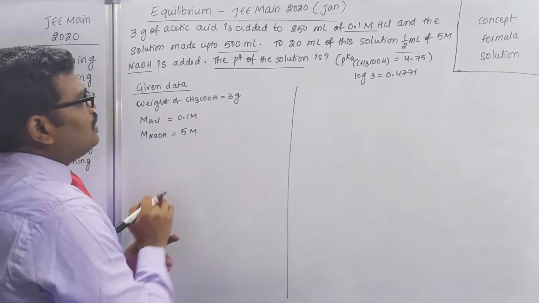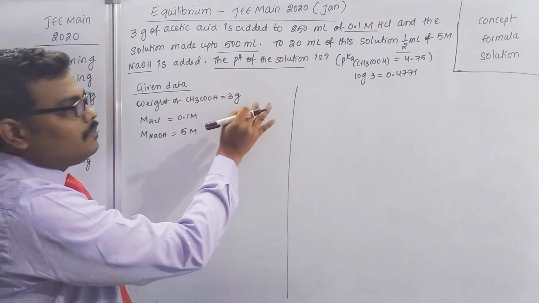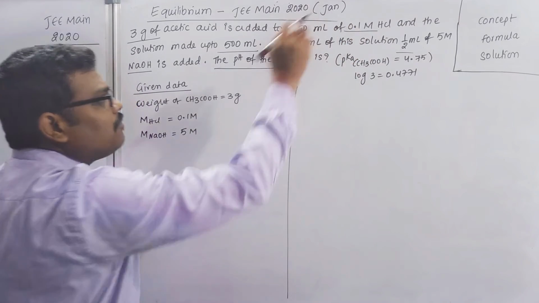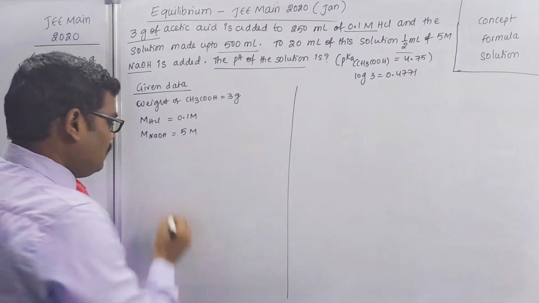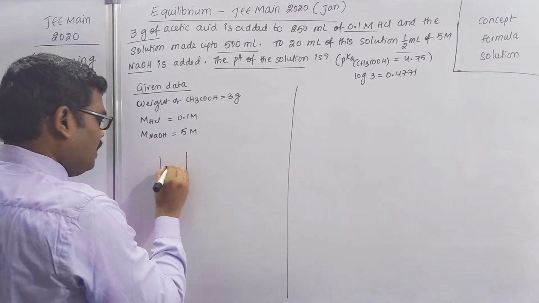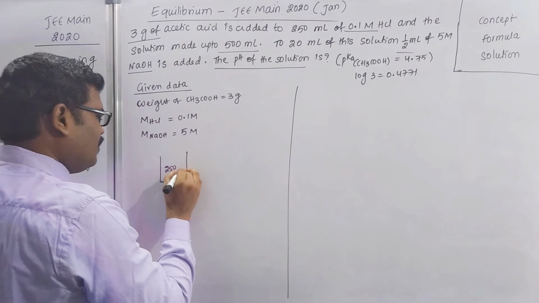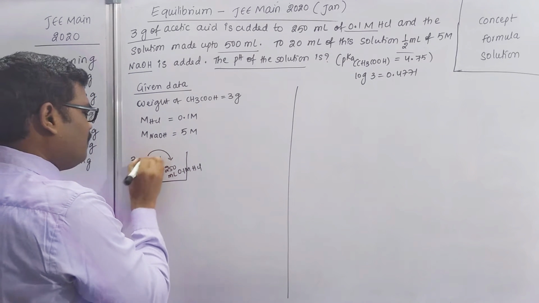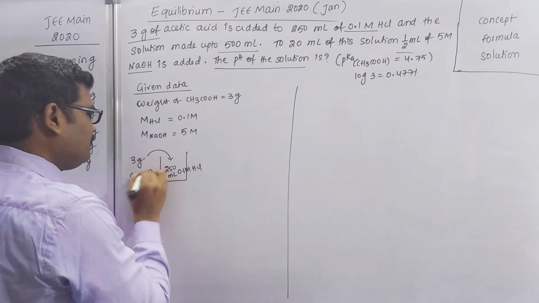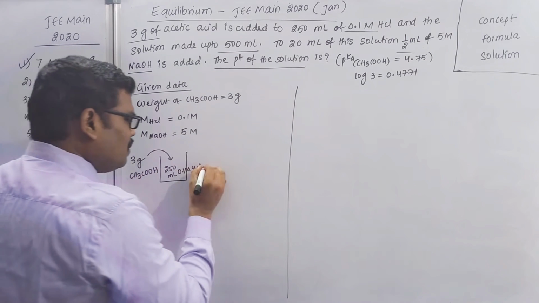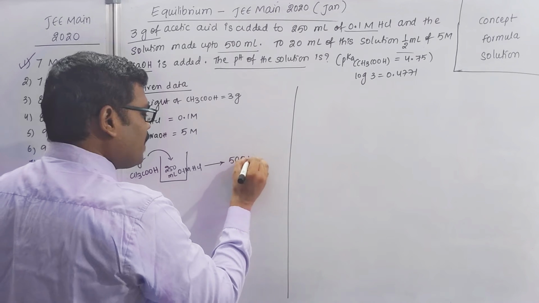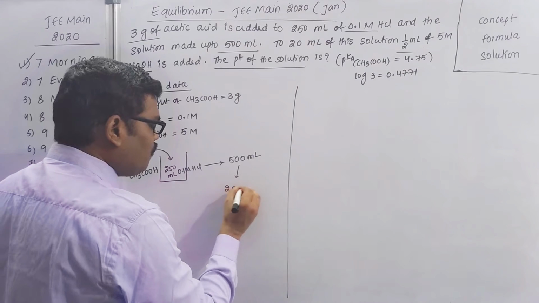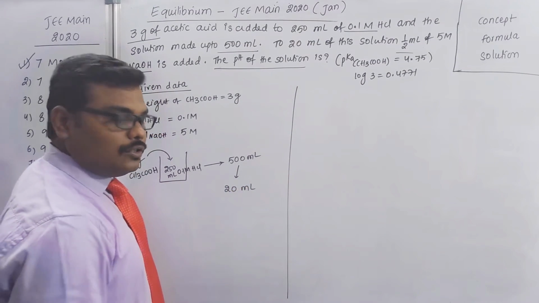Before solving this problem, first we need to understand this question. See, 3 grams of acetic acid is added to 250 ml of 0.1 molar HCl. Now I am taking 250 milliliters of 0.1 molar HCl. To this, 3 grams of acetic acid is added. Now this solution is diluted to 500 milliliters. From this 500 milliliters, only 20 milliliters is taken. So what do we have to do?